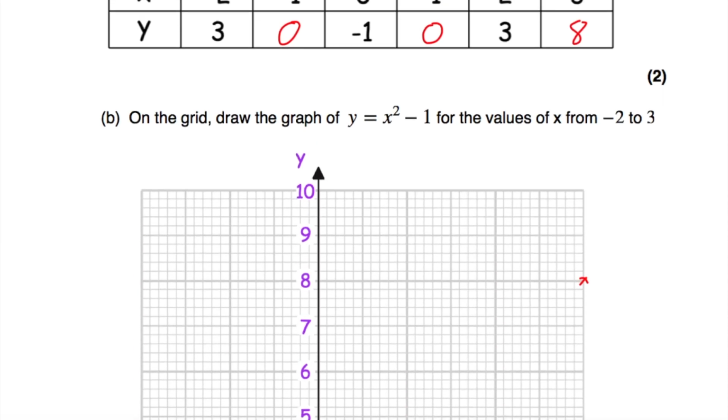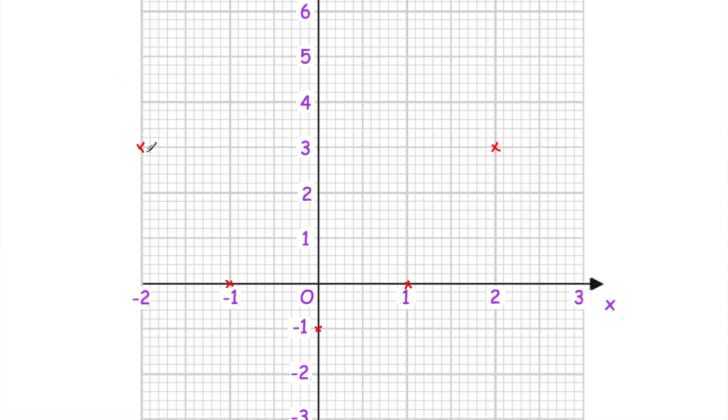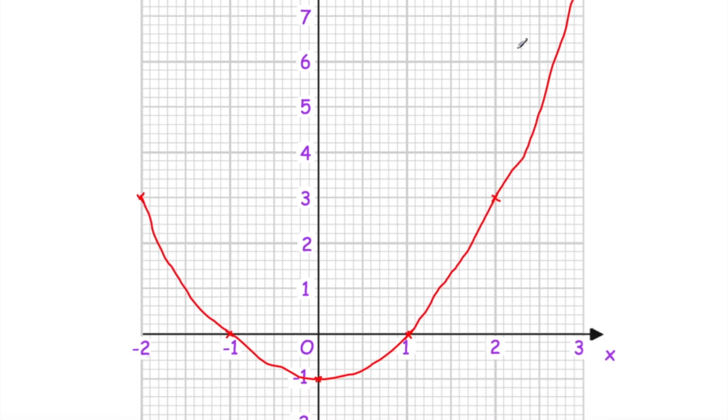And that's it. So we've plotted the points. Now we need to draw a curve. So we draw a curve through those points. So let's do that. And that's it. So we've drawn that curve. So we've got our U-shaped parabola.